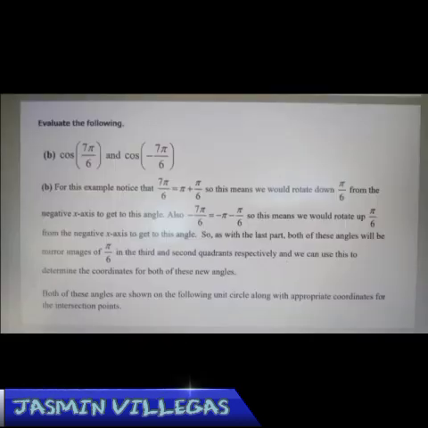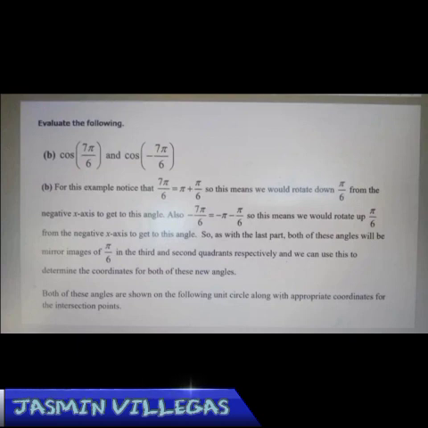Evaluate the following: cos 7 pi over 6 and cos negative 7 pi over 6. For this example, notice that 7 pi over 6 is equal to pi plus pi over 6. So this means we will rotate down pi over 6 from the negative x-axis to get to this angle. Also, negative 7 pi over 6 is equal to negative pi minus pi over 6. So this means we will rotate up pi over 6 from the negative x-axis to get to this angle.